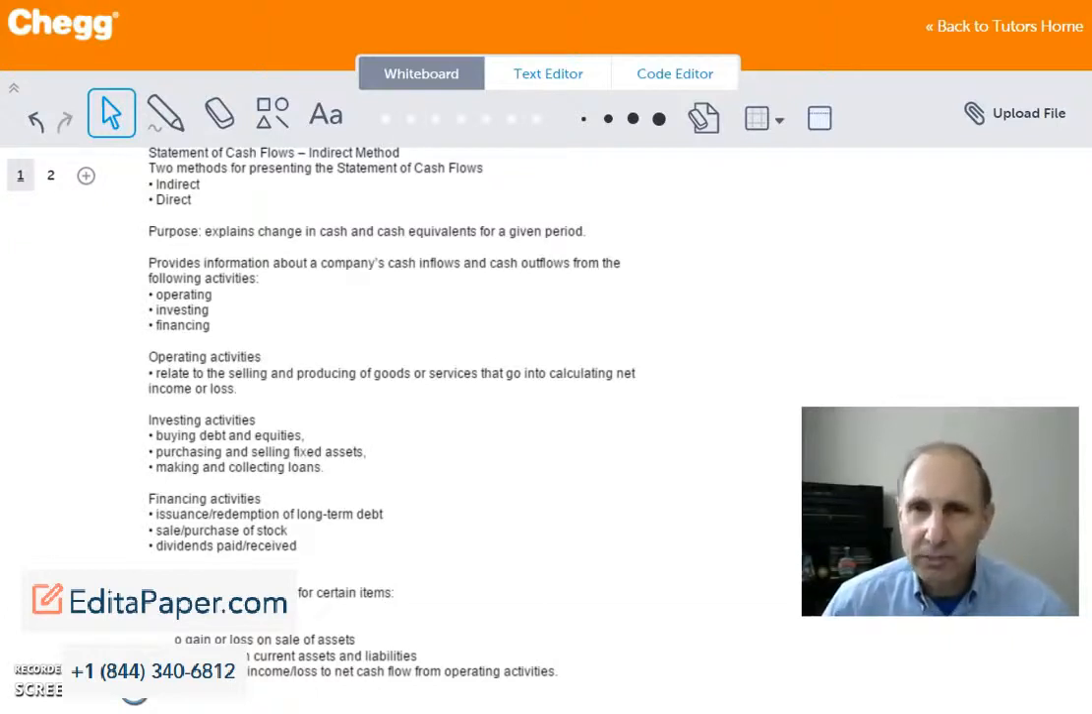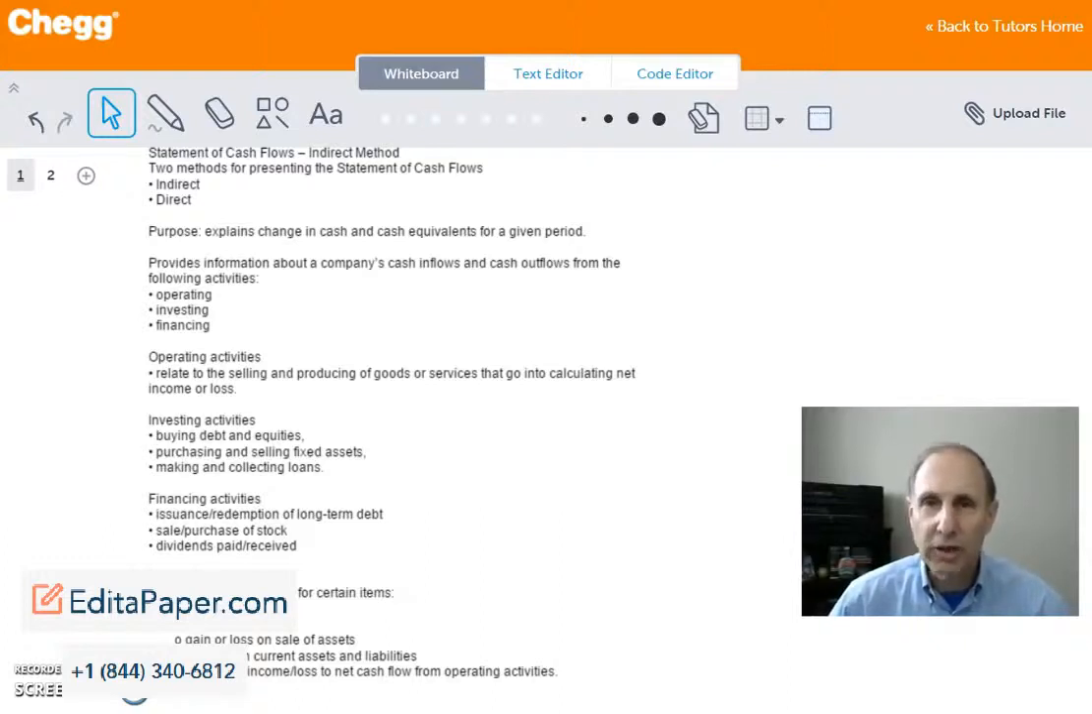For operating activities, that relates to the selling and producing of goods or services that go into calculating net income or loss. For investing activities, that can include buying debt and equities, purchasing and selling fixed assets, or making and collecting loans. For financing activities, there's the issuance or redemption of long-term debt, the sale or purchase of stock, or dividends paid or received.